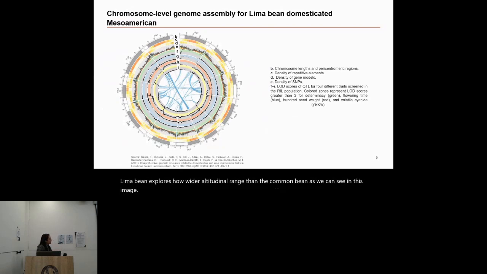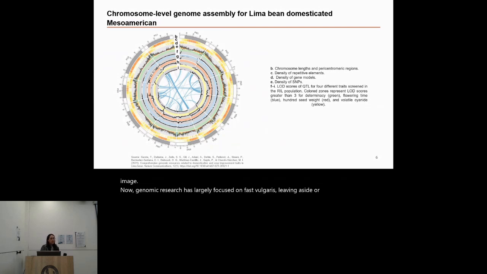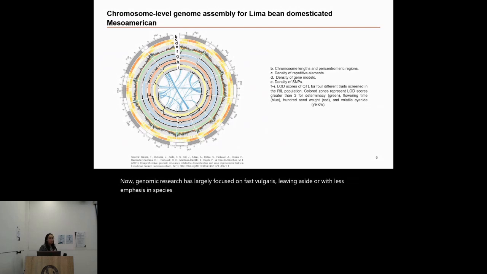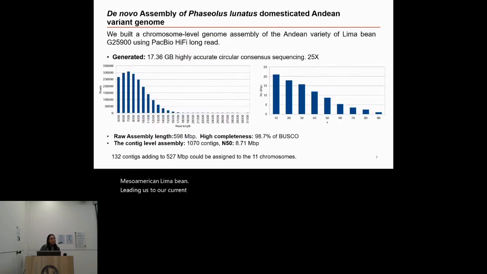Now, genomic research has largely focused on Phaseolus vulgaris, leaving aside or with less emphasis species like Phaseolus lunatus. That's why our research group has contributed to fill this gap and to generate new genetic resources. As we can see here, we constructed a chromosome-level genome assembly for the domesticated Mesoamerican Lima bean, leading us to our current work, the de novo assembly of the domesticated Andean variant genome.